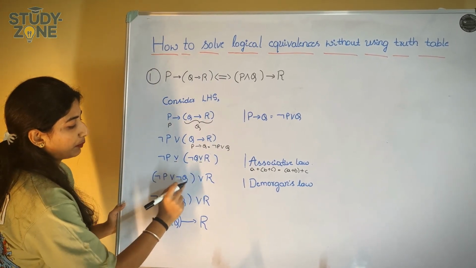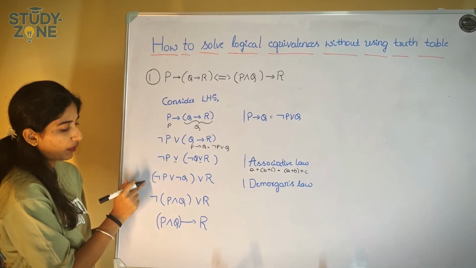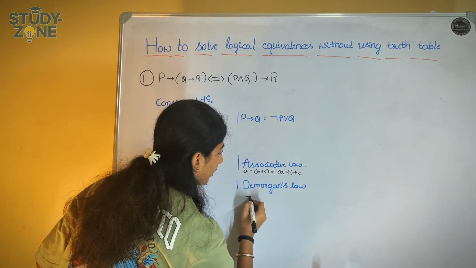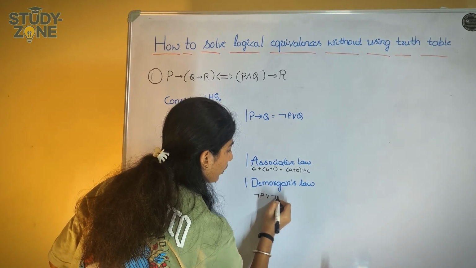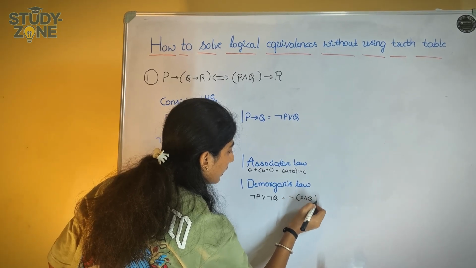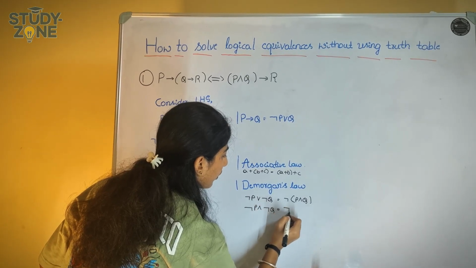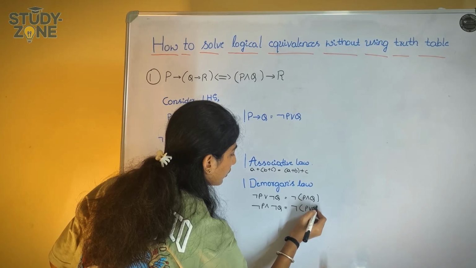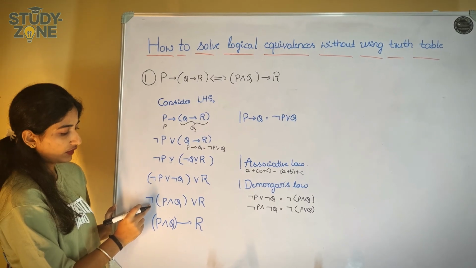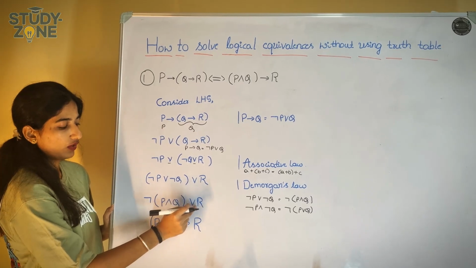So here when we apply De Morgan's law, what will happen? The negation symbol will come outside and this OR will become AND. De Morgan's law: not P or not Q equals not of (P and Q). If it is not P or not Q, then it will be not of (P and Q). Same thing here, we are applying De Morgan's law for this, that is not of (P and Q) or R.